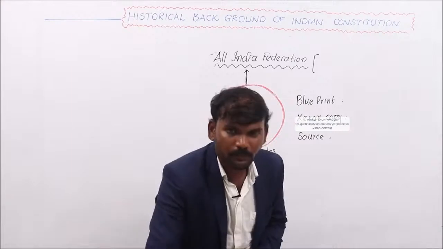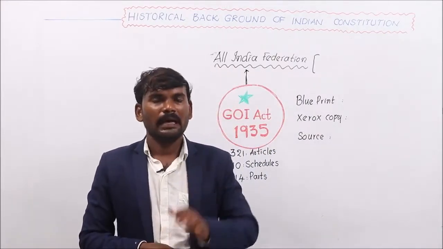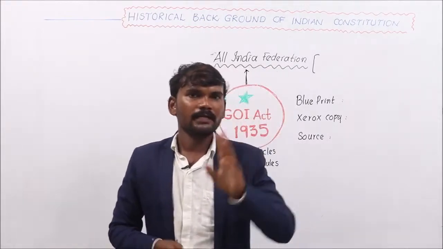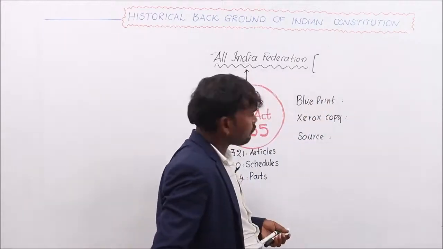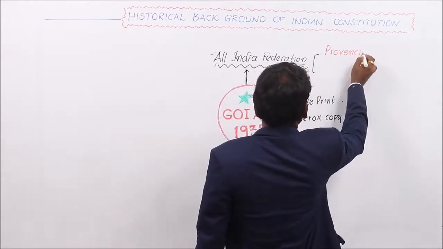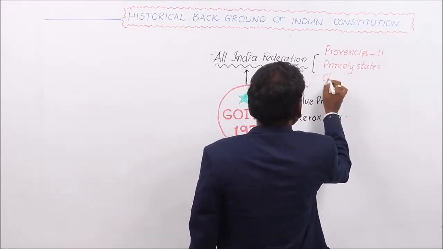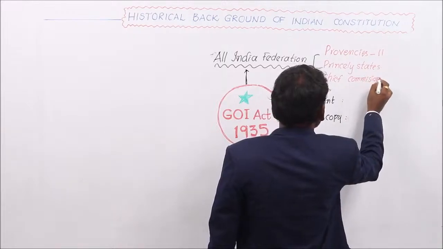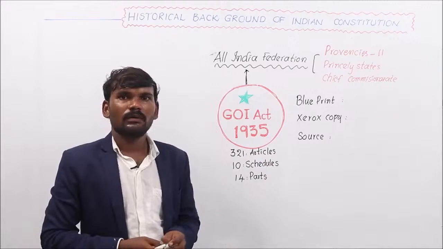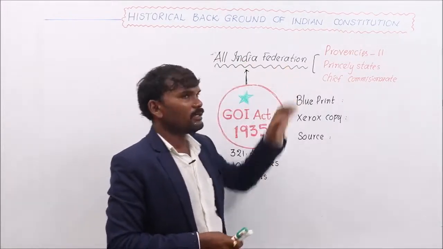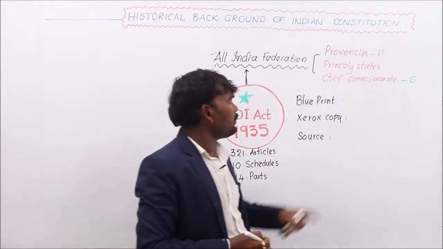By the time of 1935, there were 3 types of territories in India: provinces, princely states and chief commissionerate territories. There were 11 provinces, princely states and chief commissionerate territories. By merging all these 3 types of territories, this act provided for the establishment of All India Federation. There were 6 chief commissionerate areas, 11 provinces and some princely states.